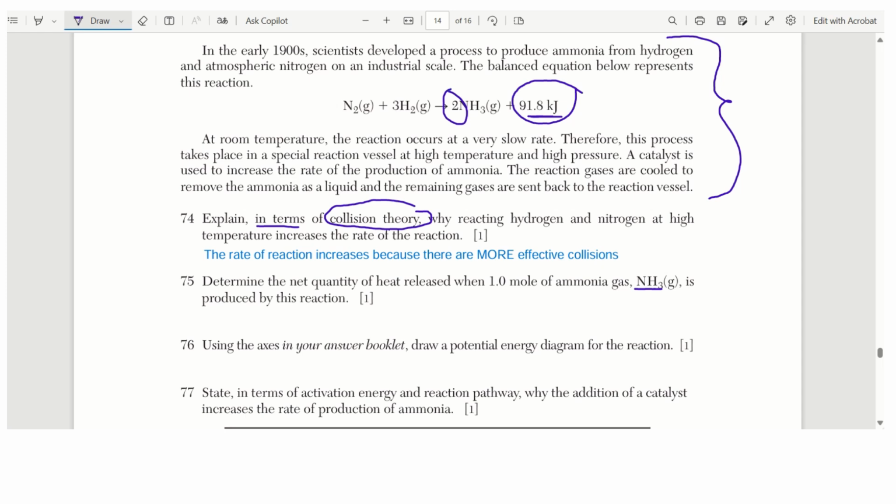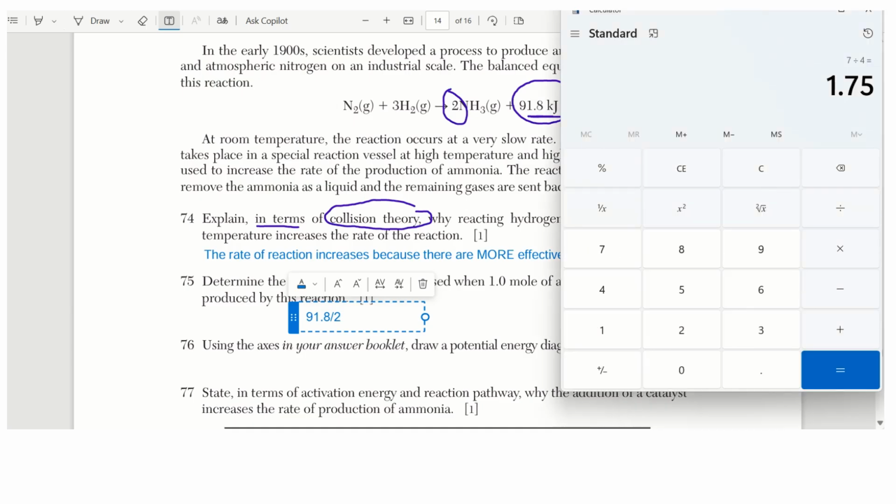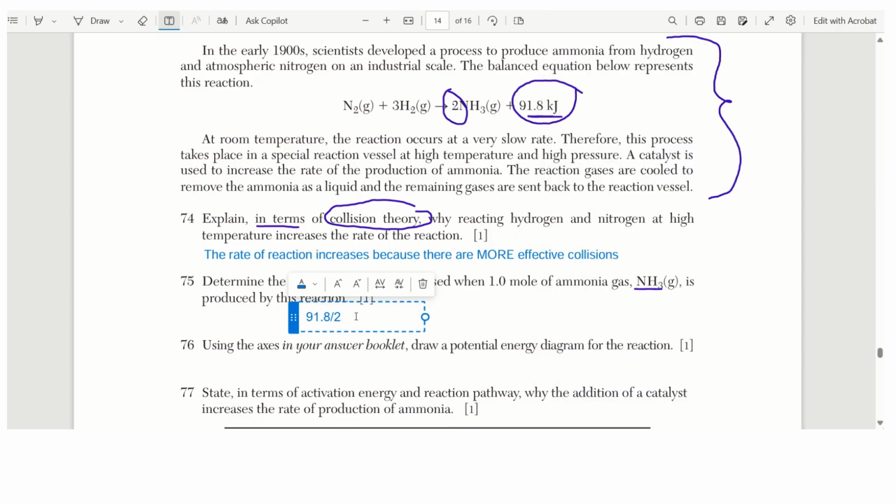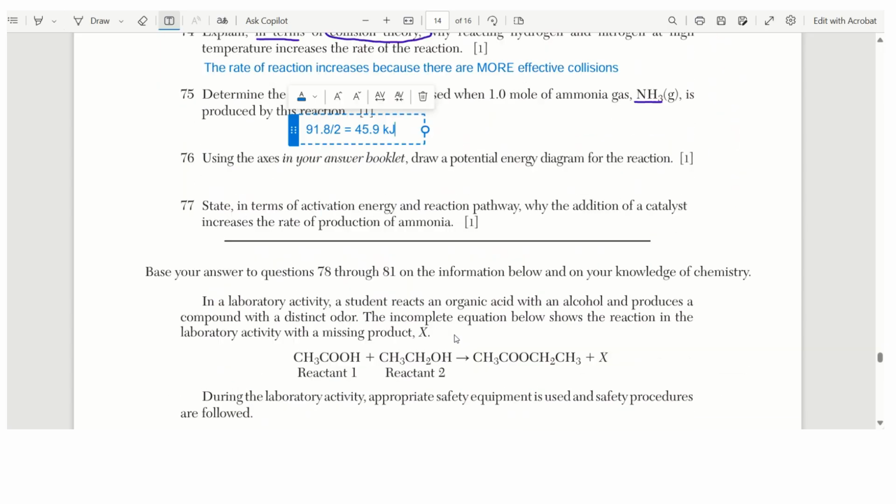So how would I determine how much energy was released when I had 1 mole? Well, it literally would be half that, right? So I would just do 91.8 divided by 2. Why? Because 91.8 for 2 moles, but I only have 1 mole. So 91.8 divided by 2 is 45.9 kilojoules. So 45.9 kilojoules.